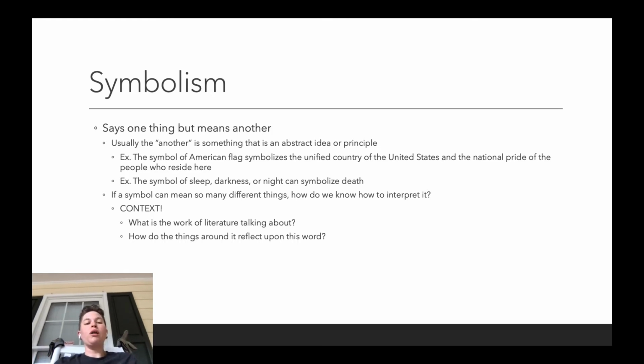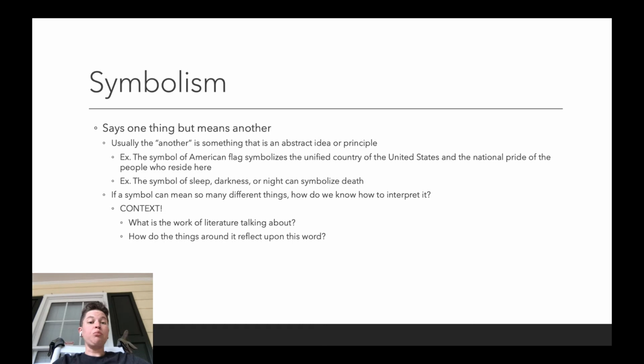So, for example, we see the American flag. What is the American flag? Well, it is a piece of fabric, right? Really, when you boil it down, it's a piece of fabric with a design on it. But as a symbol, it symbolizes the unified country of the United States and the national pride of the people who reside in the United States, right? So we have this piece of fabric with a design on it that also acts as this symbol of a unified country. Okay, so it does both of those things simultaneously.